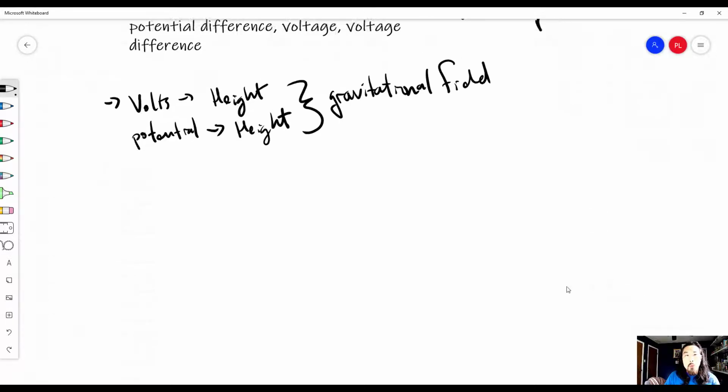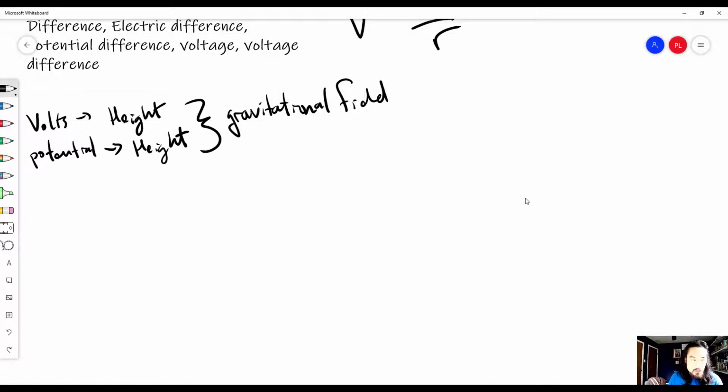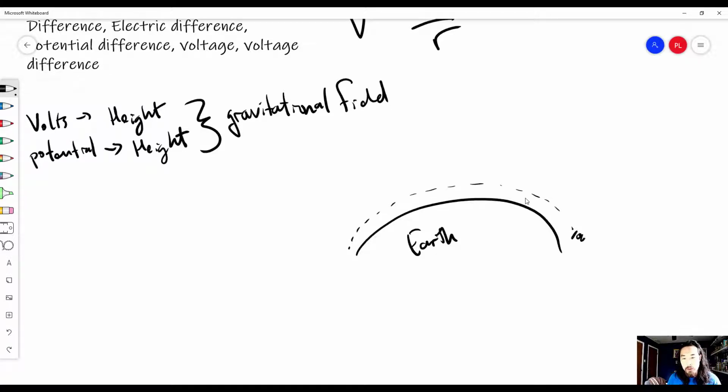So, I'm going to do the gravitational field first. Let's say here we have the Earth. Hello, Earth. And let's say we have heights above the Earth. Let's say this is 100 meters, here above that we have 200 meters, and I'm not going to draw all the way. Here we have 300 meters, and here we have 400 meters, and so on. And now we're all up in space.